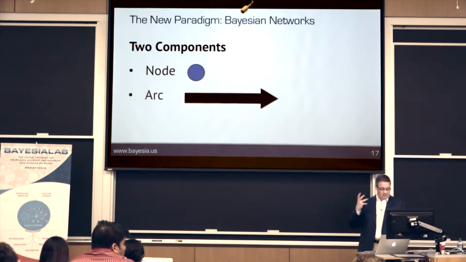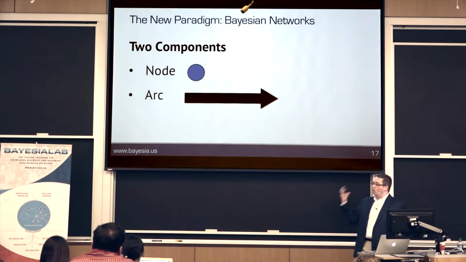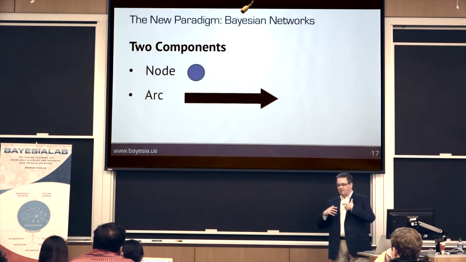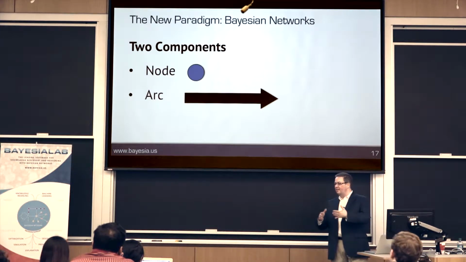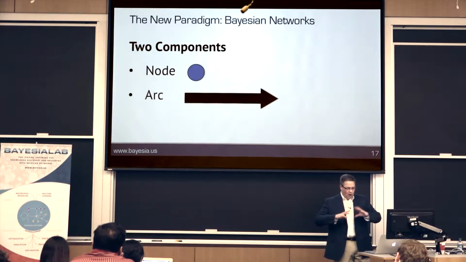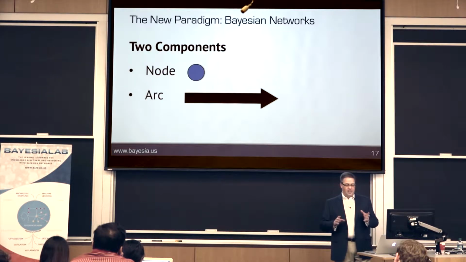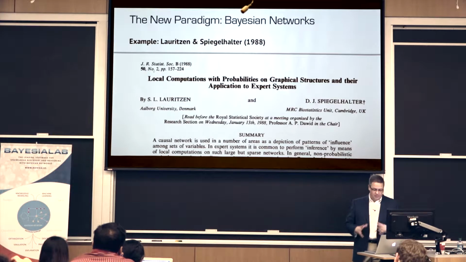There is a component of a node, and then there's an arc. And that's it. That's really all you need to know. And even though all this may sound very, very simplistic, you'll see what complex systems you can encode with just these two elements. Now, the first example of a Bayesian network that I want to show is a very old example.